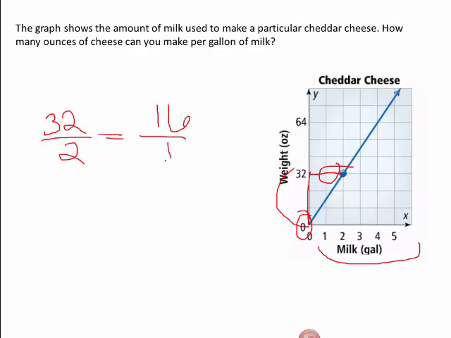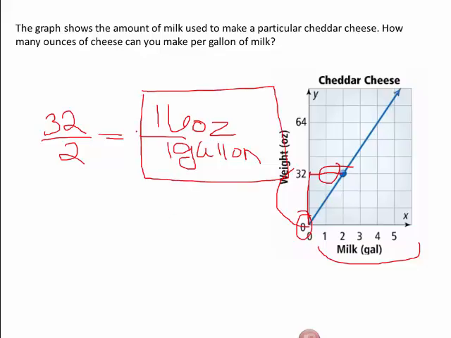Now, 16 ounces of cheese I can make per 1 gallon of milk. Make sense?